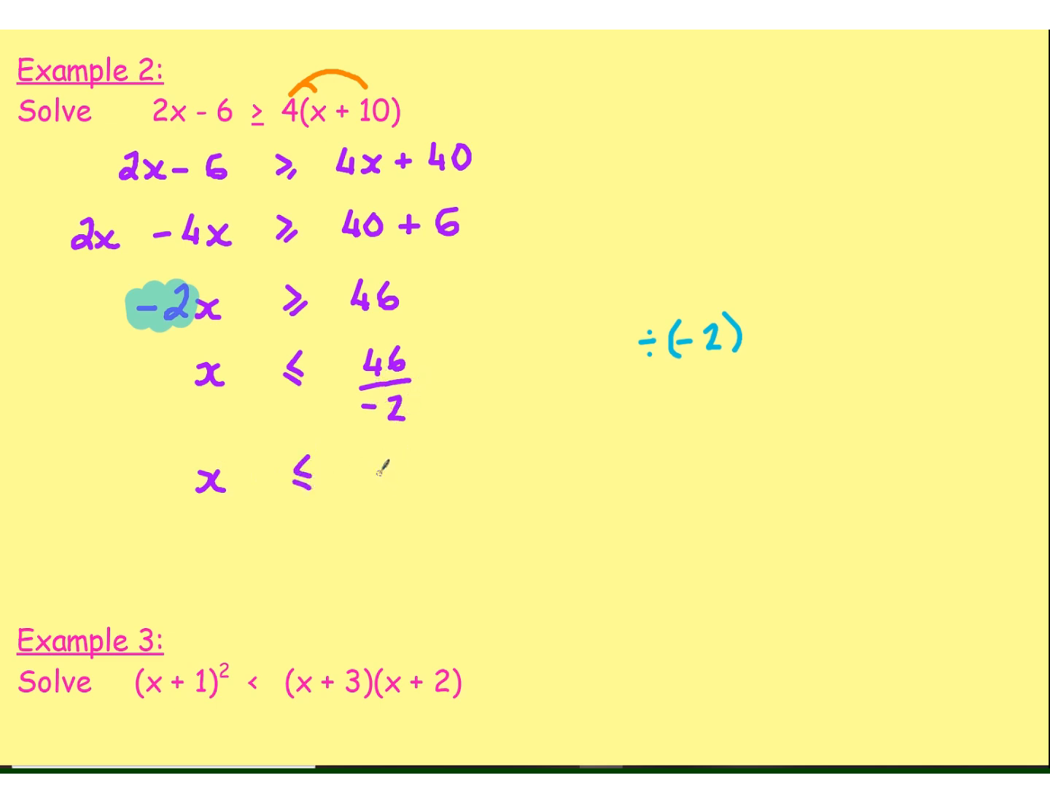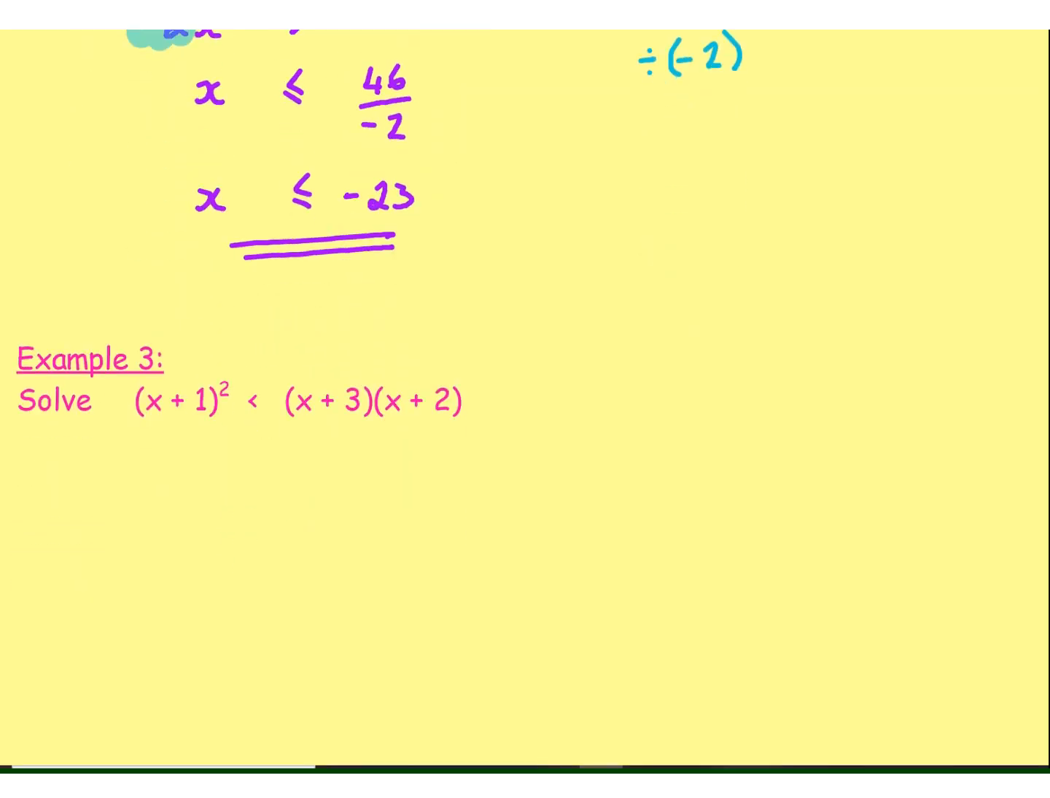So half of 46 is 23, and you've got your negative symbol there with you as well. Okay, so a recap, I was dividing by a negative 2. It doesn't matter what it says on this side, it's if I'm dividing by a negative number. Okay, so if you get a negative coefficient of x, that's when you flip the symbol. Alright, let's have a wee look at this last example.